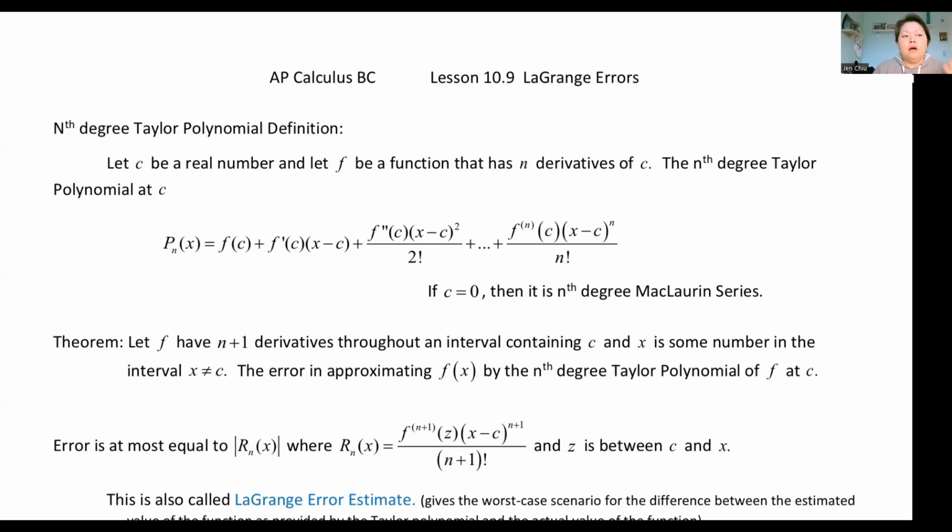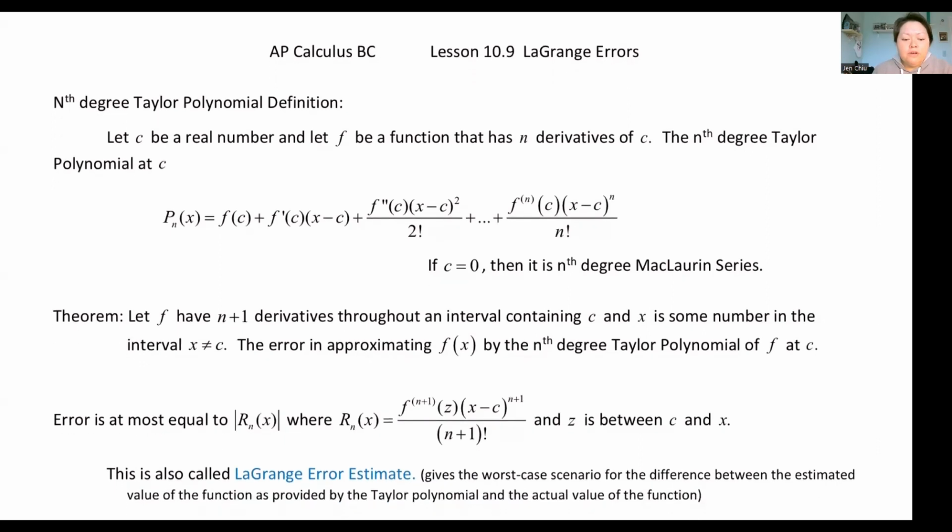Because we can all find an estimation of certain things, but if you don't know how good your estimation is, then there's really no point. You want to know how good it is compared to an actual value or an actual sum. That way you know whether this method is good, right? So how good is a Taylor polynomial? In the previous lesson, we dealt a lot with a Maclaurin. This one we're going to deal with more with a Taylor polynomial.